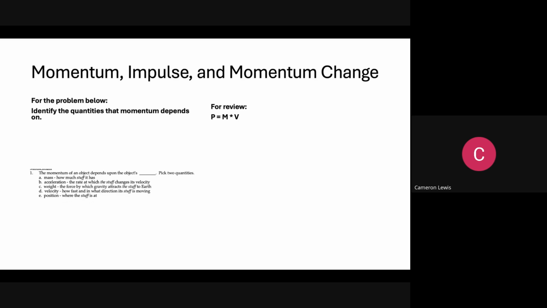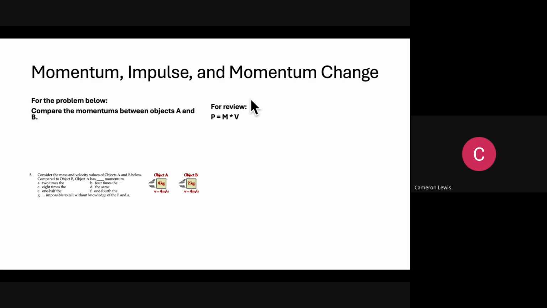Carrie said mass and velocity. Anybody else? Got another one, mass and velocity. Pretty simple, right? Momentum depends on an object's mass and its velocity. So how much stuff it has and how fast and in which direction it's moving.